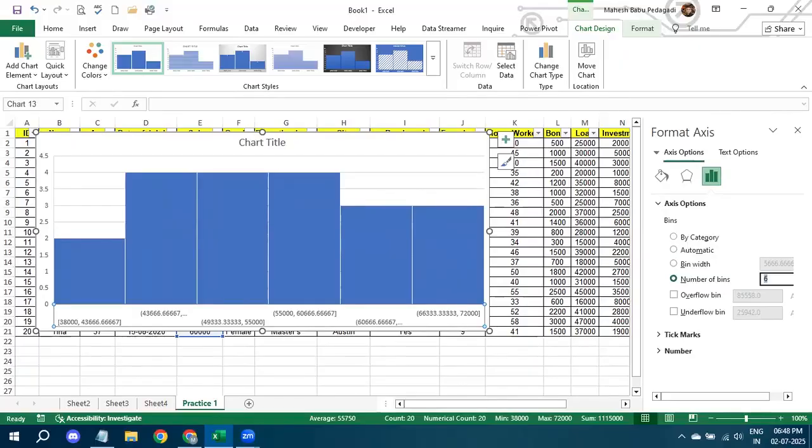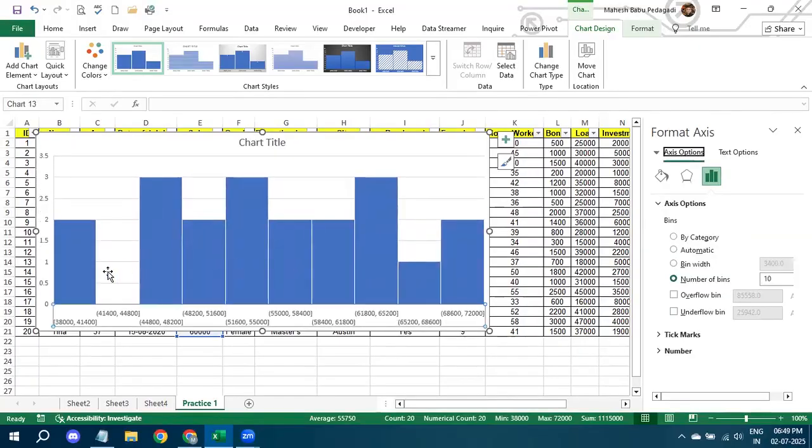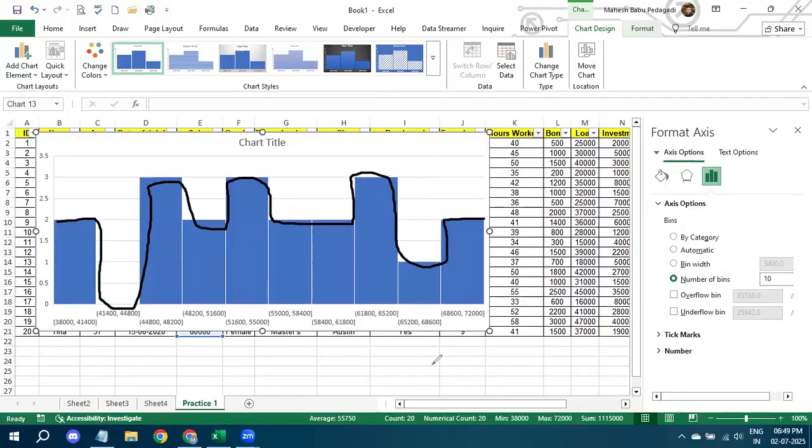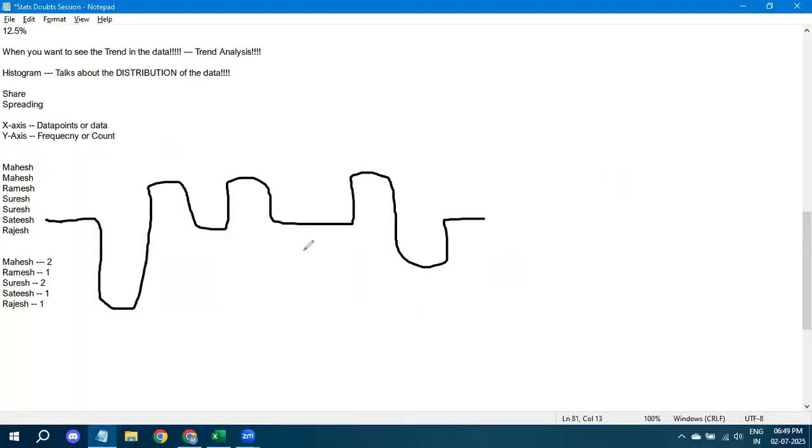I can say 10 bins to see the data properly. Now, if I draw a line by connecting all the data points, is my data normally distributed, guys? No, sir. This is called distribution of the data. You might have heard about the term distribution of the data.